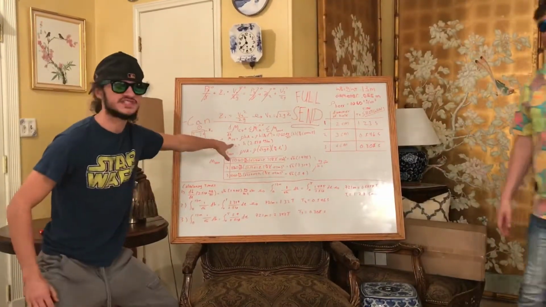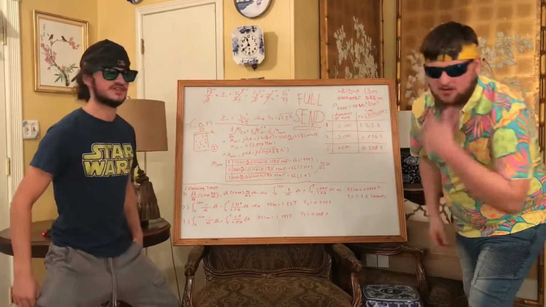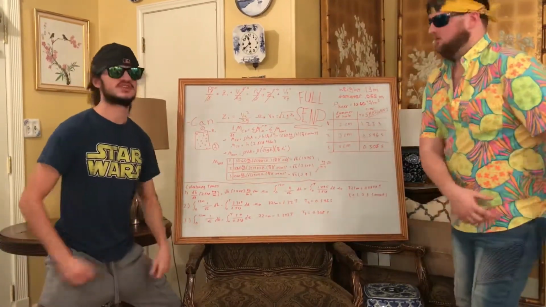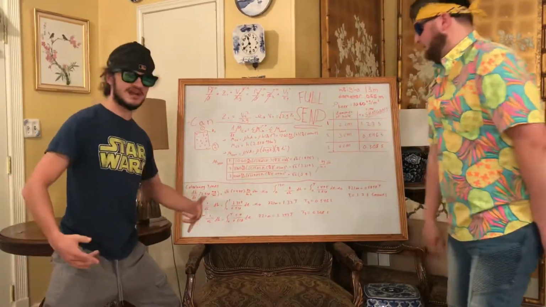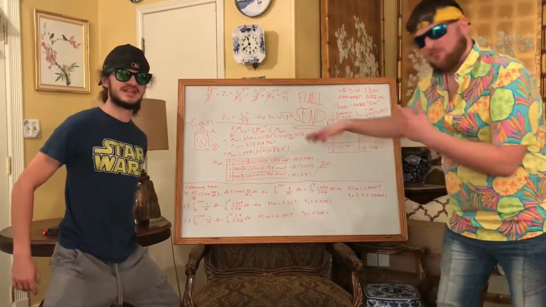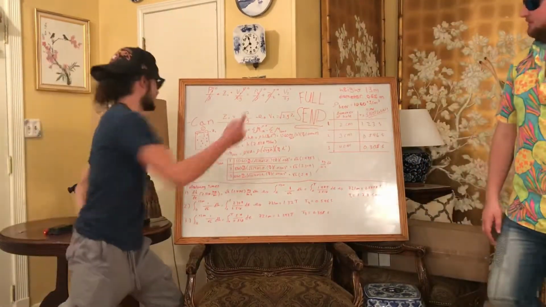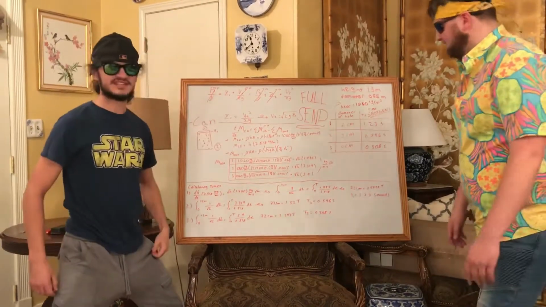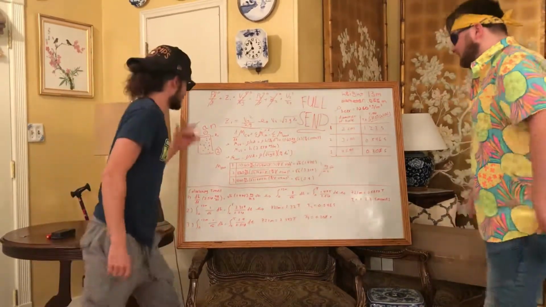So now we got the conservation of mass equation: d/dt of m_cv, which is the mass of the control volume, equals the summation of the mass flow in minus the summation of the mass flow out. And since we've got nothing going into this can, the summation of the mass flow in is going to be 0.